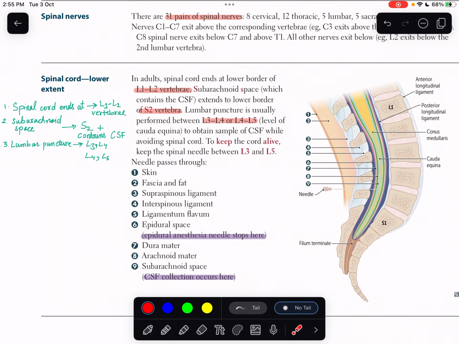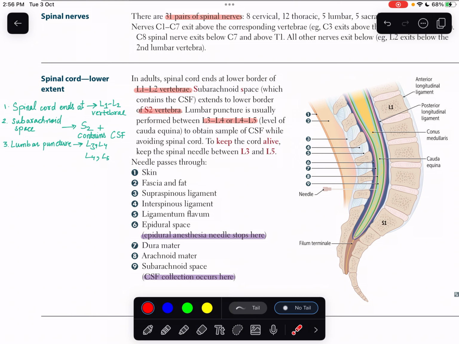So today the topic that I'm going to discuss with you people is spinal cord. Before studying about spinal cord, you should know three basic things. In adults, not in children, I'm talking about adults, the spinal cord ends at L1, L2 vertebra.